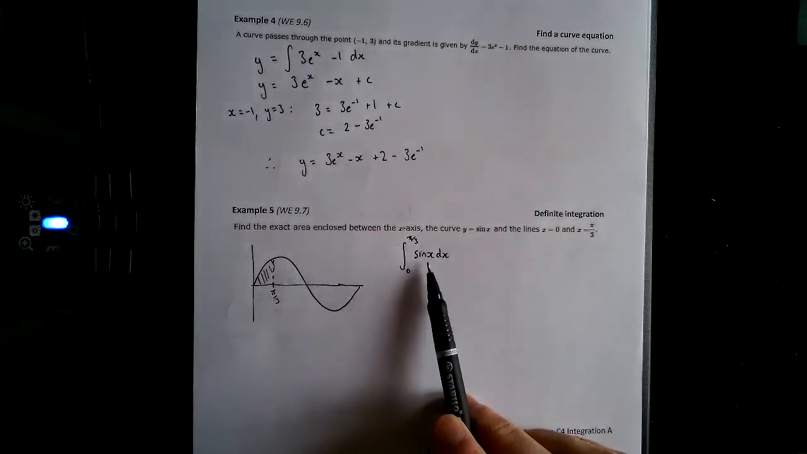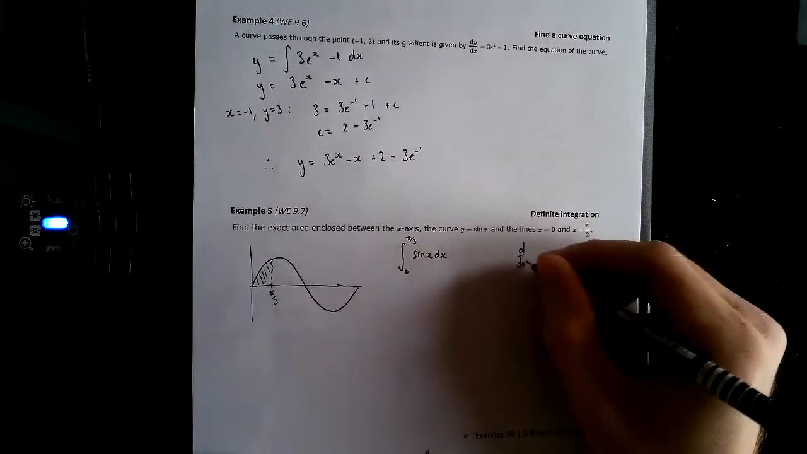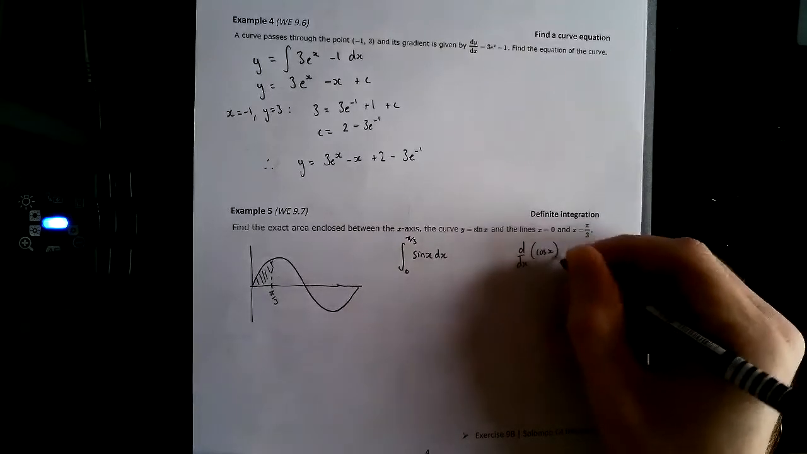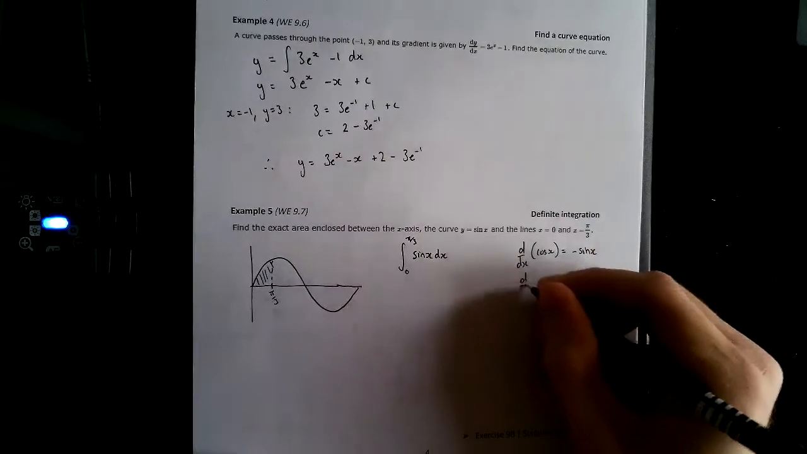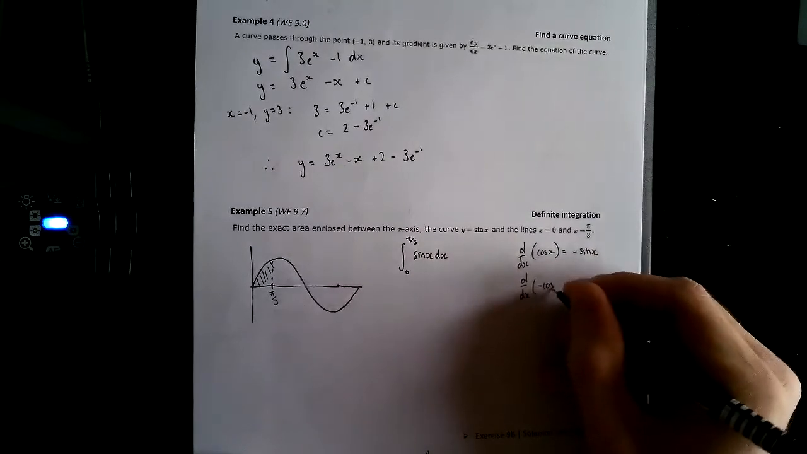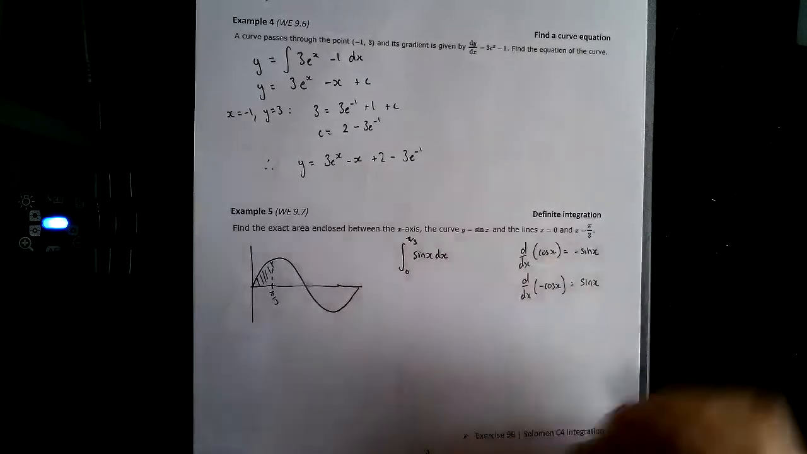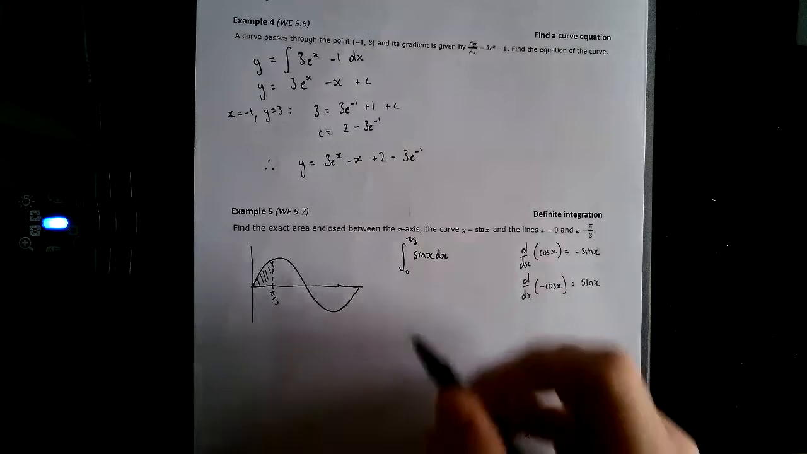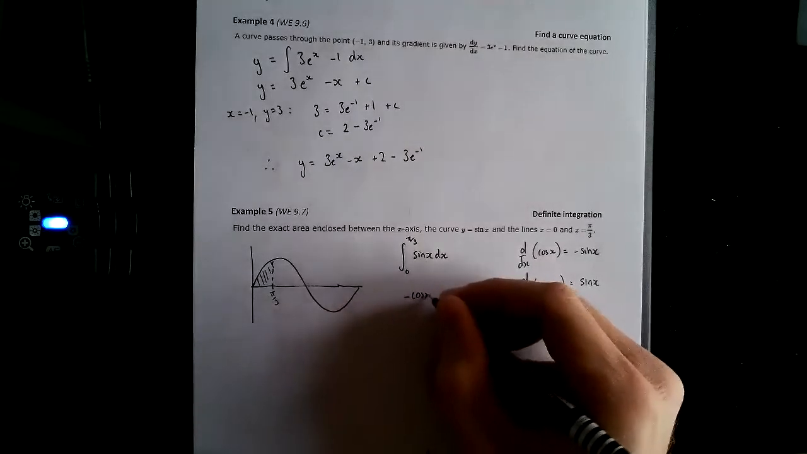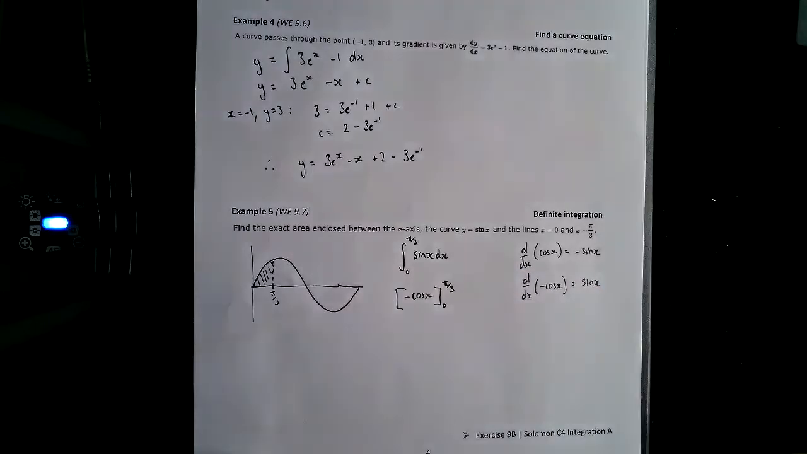So what differentiates to give us sine x? Well, I know if I differentiate cos x, we get minus sine x. So therefore, if I differentiate minus cos x, I'll get minus sine x, so positive sine x. So if I integrate sine x, I get minus cos x. So minus cos x, stick that in brackets, between 0 and pi over 3.